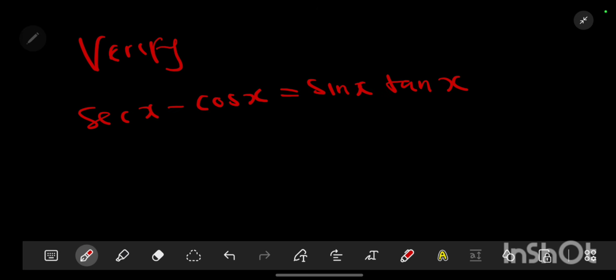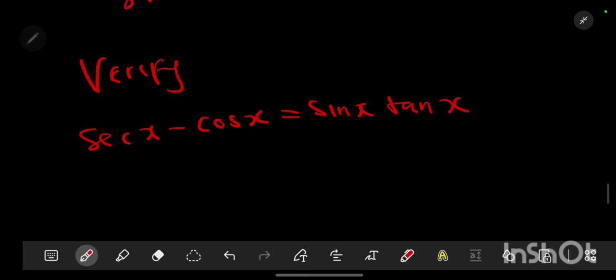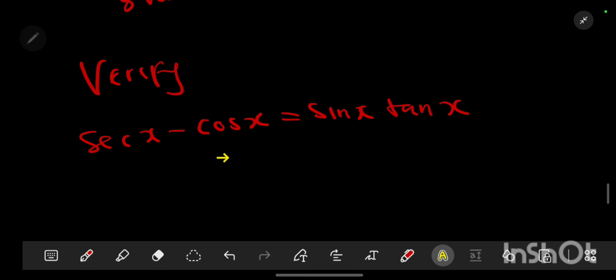Let's say we have sec x minus cos x should be equal to sine x by tan x, like that. So how do we verify this? Let's look at this one. Wherever you see minus, plus, it's much easier to work with it. So let's deal with this one. Let's use the left hand side.